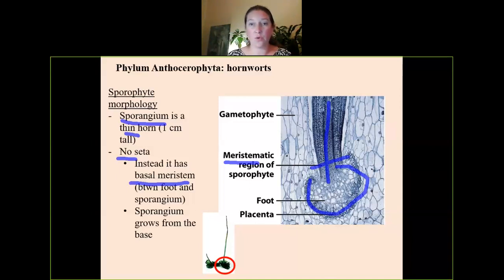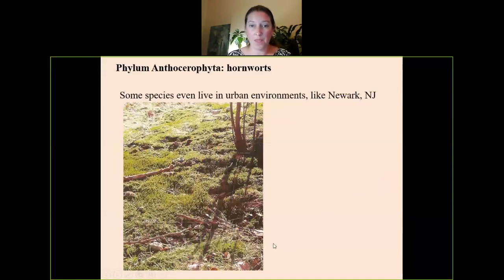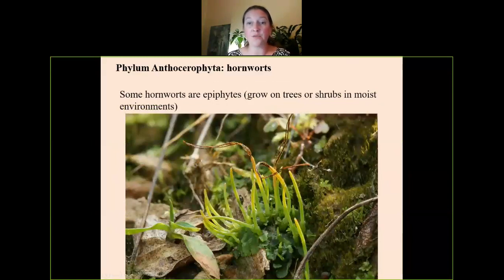If you actually go back to this picture here, this kind of shows that. You look at these horns, let's look at this horn right here. The bottom is all green, but once you get toward the top, which is the oldest tissue, it's turning brown and it's opening. And that's what I was talking about, that the growth of the horn is from the base, from that basal meristem.